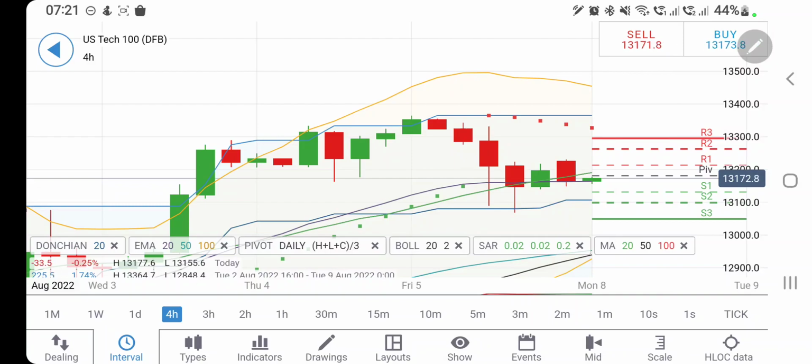And yes, safe no trade zone is between 13,150 and 13,260. Do not trade between 13,150 and 260. If you are a safe trader, you avoid these 120 points.